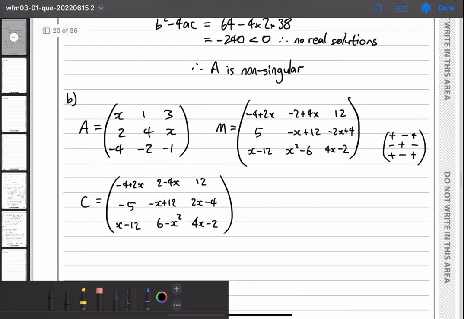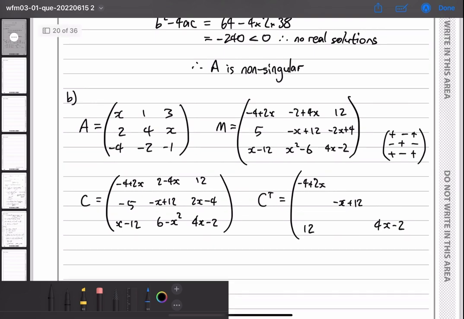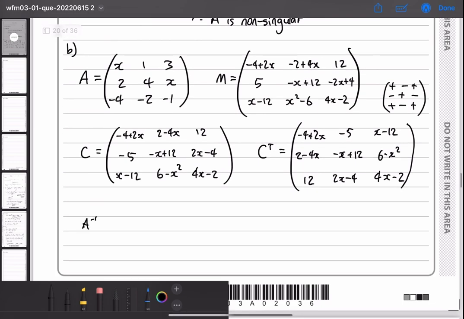Now we have to transpose that, C transpose, and that means sort of reflecting it. So again, the main diagonal does not change. We've got 4x minus 2, and then everything else reflects, if you want to think of it like that. That becomes 12, x minus 12, 2x minus 4, 6 minus x squared, over here minus 5, and 2 minus 4x. So the inverse of A is equal to 1 divided by the determinant of A times C transpose.